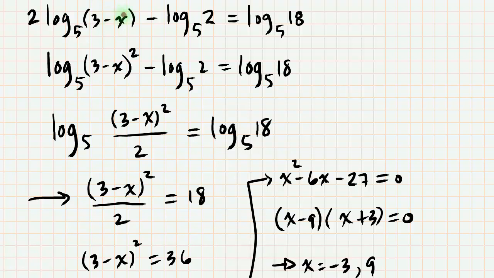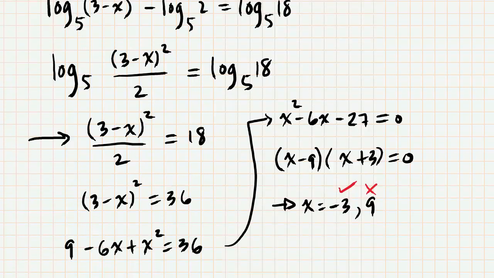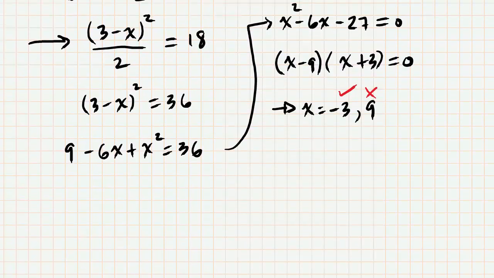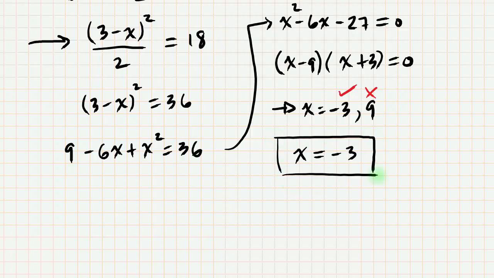So if we plug in negative 3 right here, we get log base 5 of positive 6, totally fine. So that's all we have to do to check it. Now we plug in a 9, 3 minus 9 is negative 6, that's not okay. So that solution is extraneous, and our conclusion is that x is only equal to negative 3. That's the single solution. Kaboom.